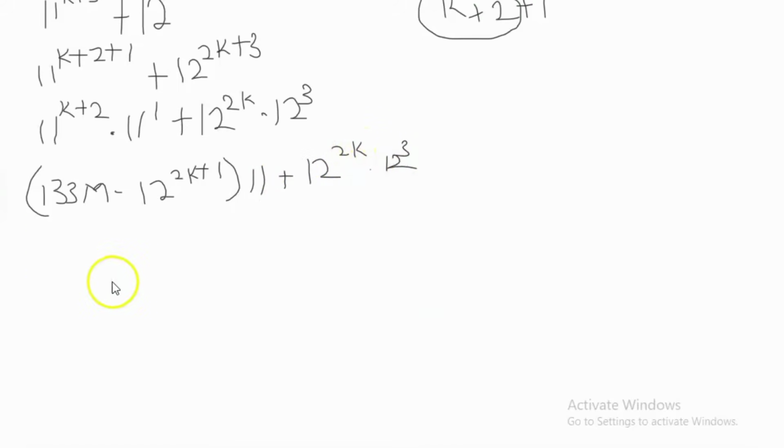Okay, so we have this. Alright, so now let's carry on. Now we simply expand the bracket. 133m multiplied by 11 is going to be 1463m.